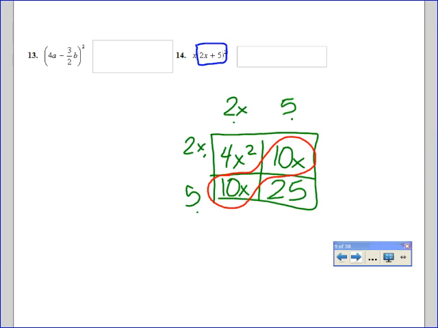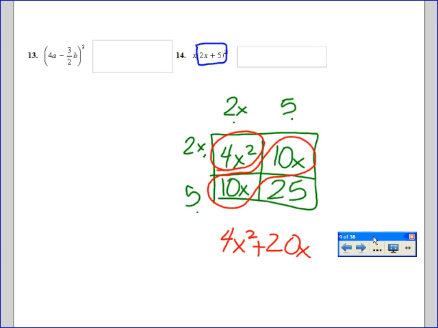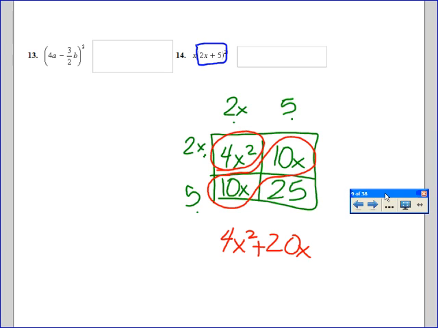Let's see what happens. Now I'm adding the mean. I have 4x squared. Now this is a preliminary answer. It's not my final answer yet, so I'm going to write it over here. 4x squared is the first box. The 10x and the 10x makes 20x. And then 25 and 25 are here again, plus positive 25.